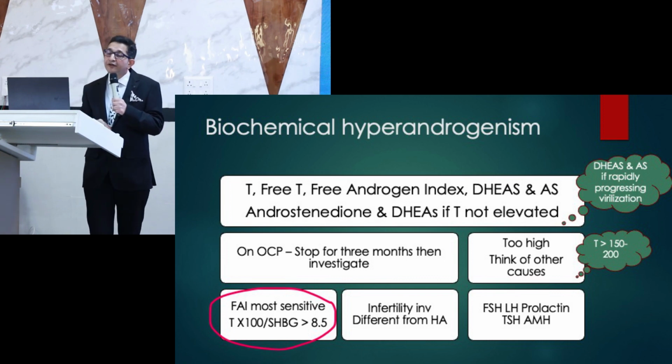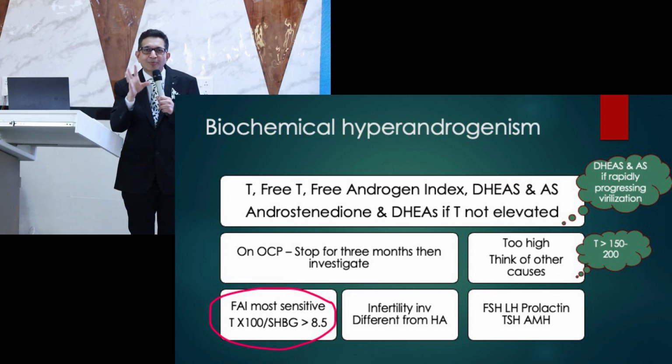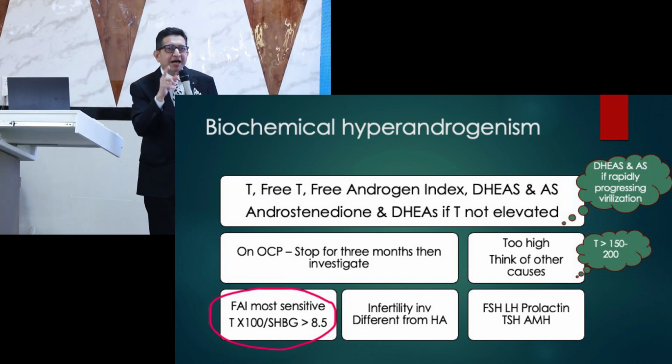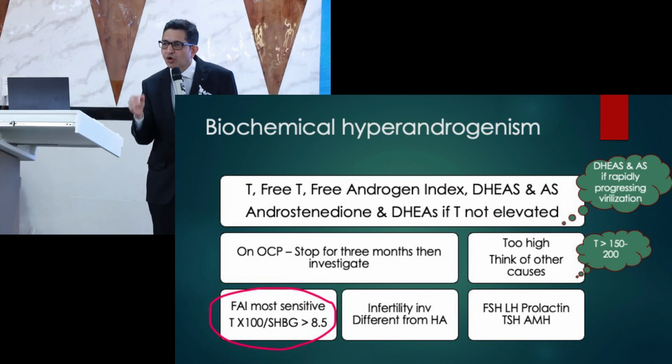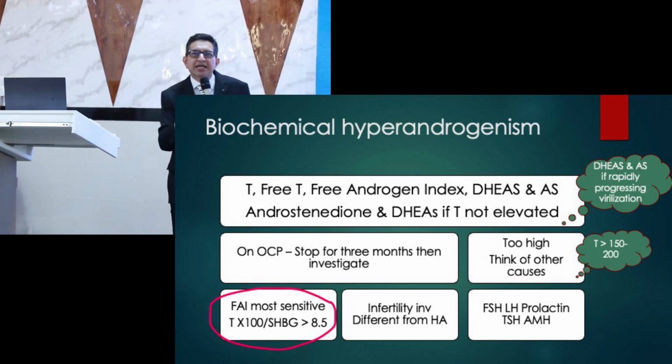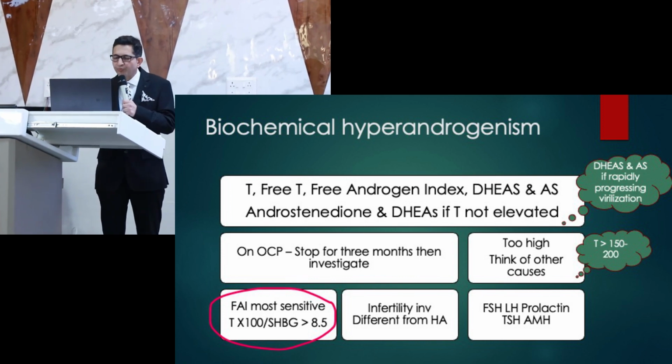And if the patient is on OC pills, you should stop OC pills and do biochemical test of PCO after 3 months. So always take history, and if the patient is on OC pills, wait for 3 months and then only do the biochemical testing. These are the things which you should know.